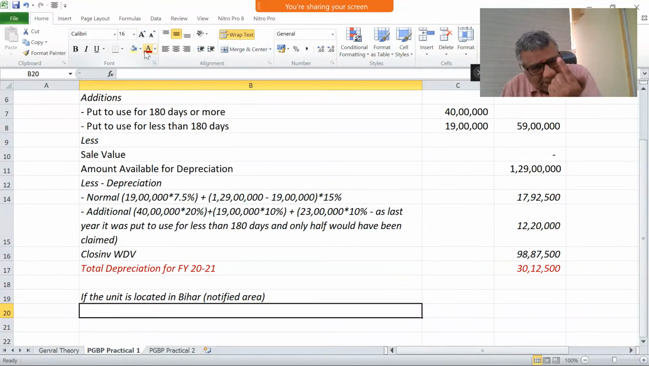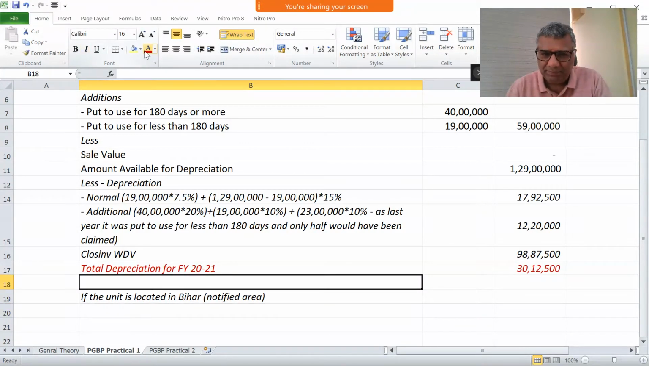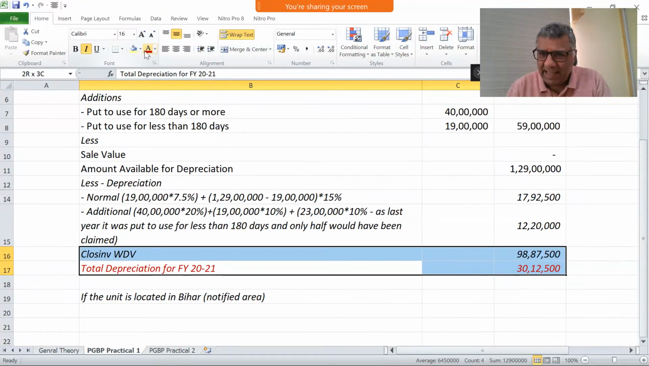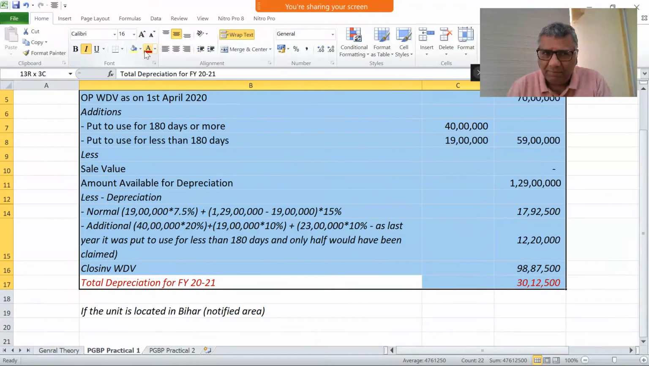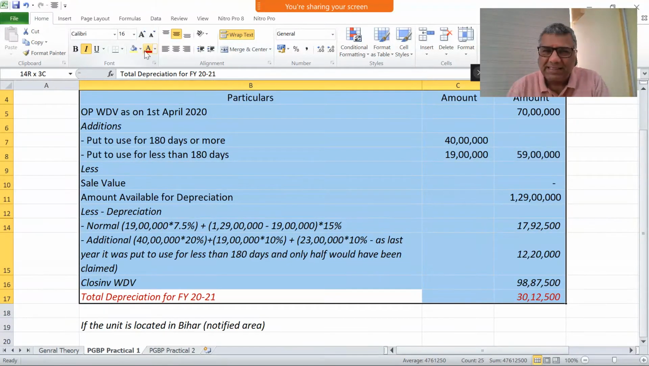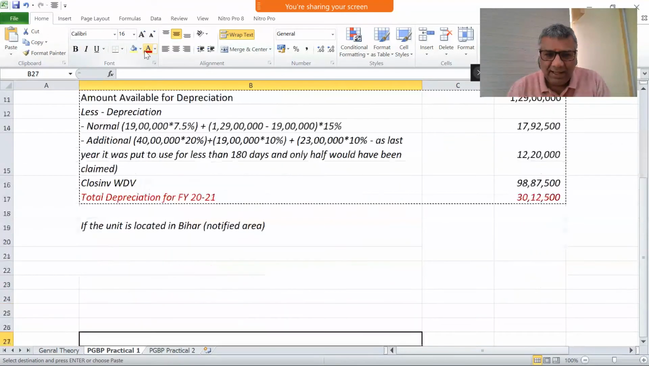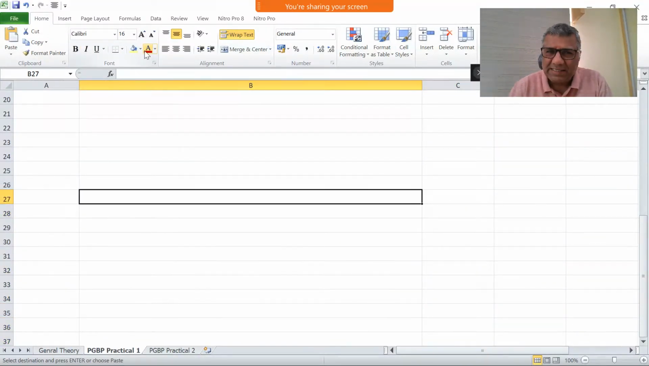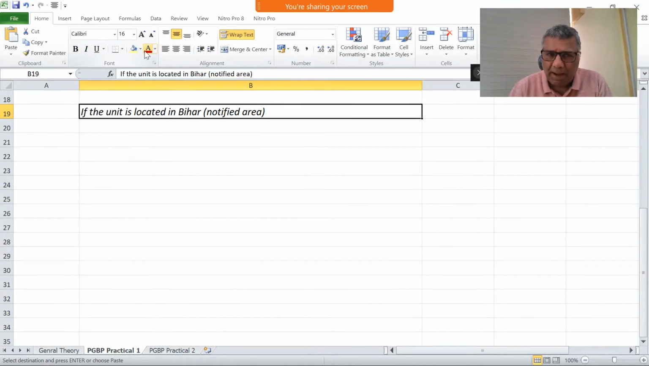Only one possibility is, last year you purchased and claimed 17.5. This year you can claim the balance 17.5. I don't think a question will come. I sincerely don't think a question will come. But anyhow, to be on the safer side, somewhere store it in your mind.